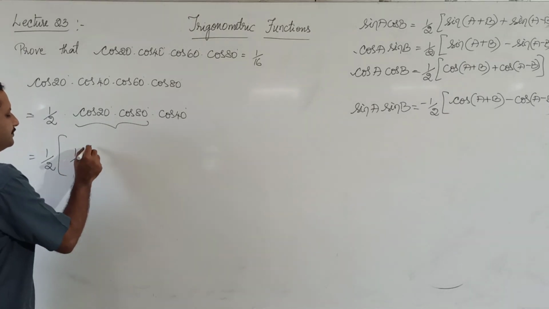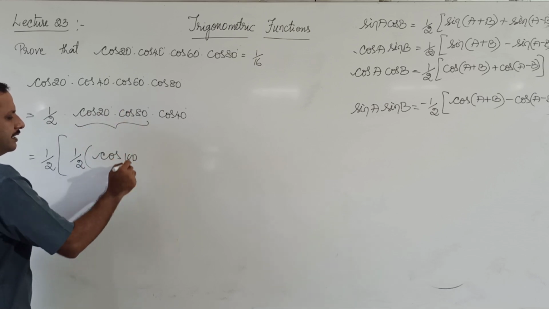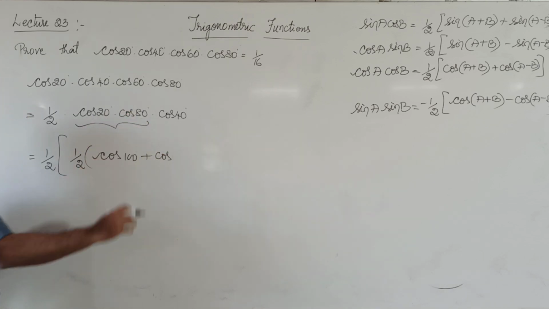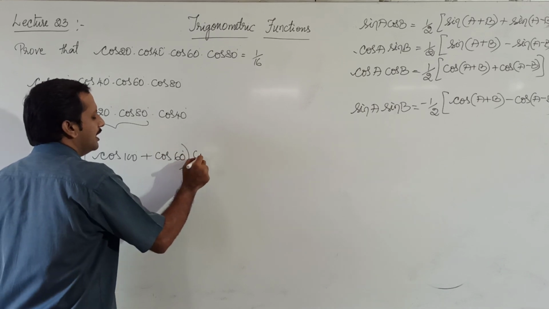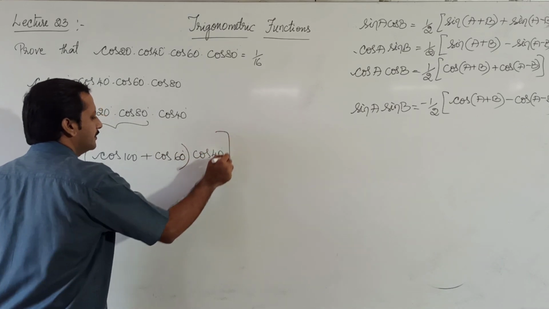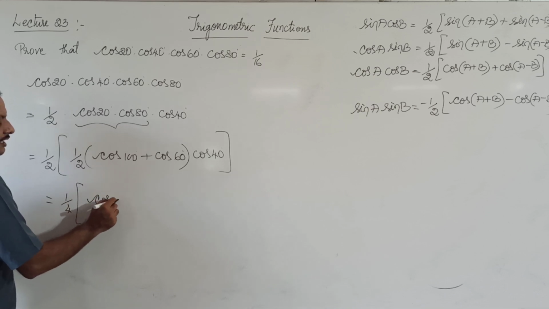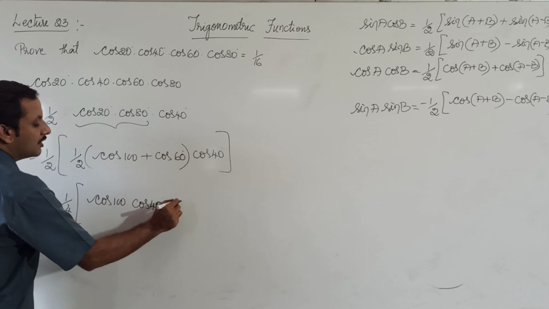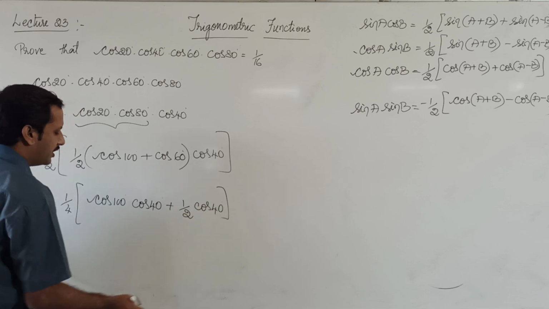1 by 2 into cos A plus B. 20 plus 80, that is 100. Plus cos A minus B. 20 minus 80, minus 60, right? But cos of minus 60 is the same as cos 60, into cos 40. Okay, take this 1 by 2 outside, so it will become 1 by 4 along with this 1 by 2. Then cos 100 degree, take this inside, into cos 40 degree. Cos 60 degree value is 1 by 2 into cos 40.